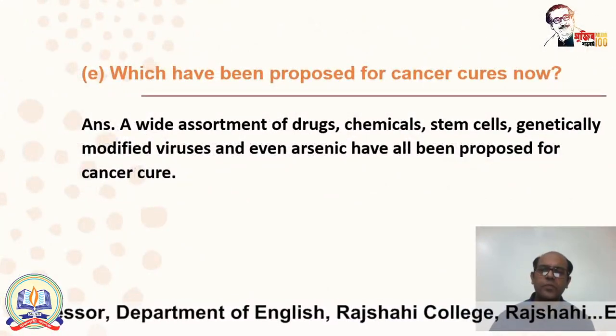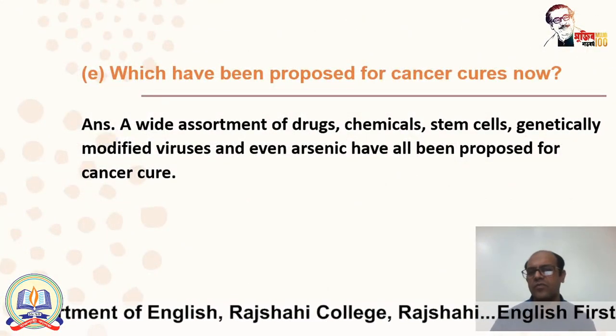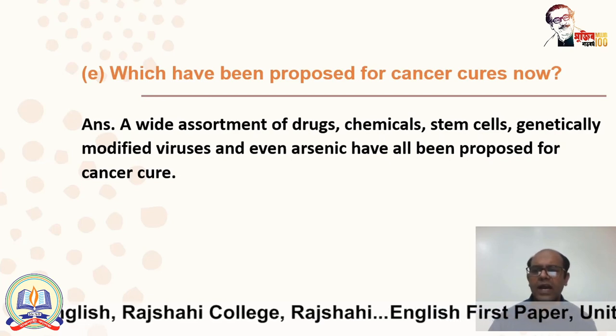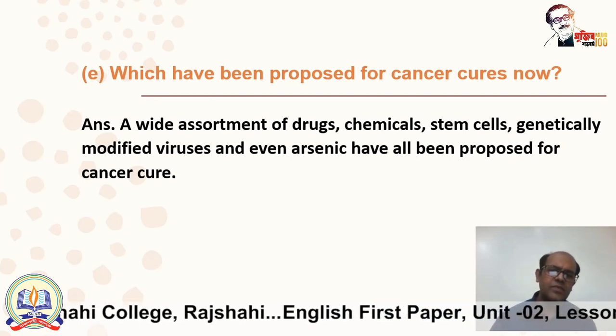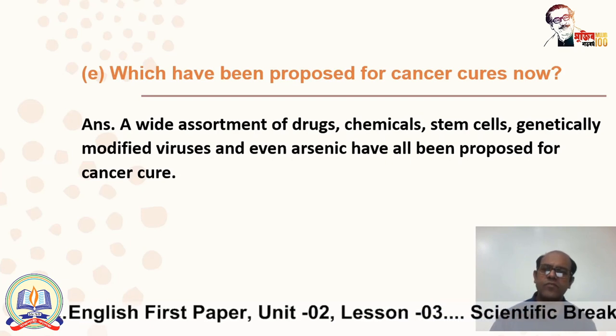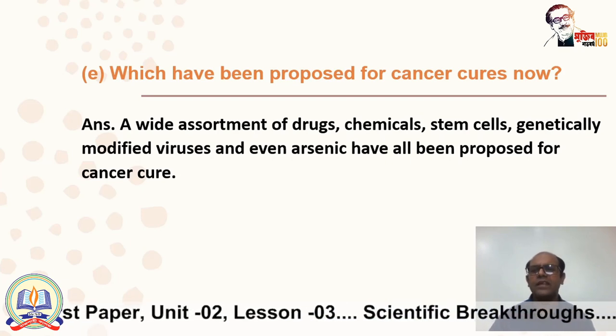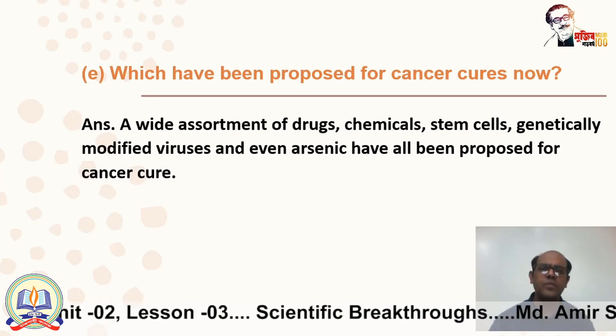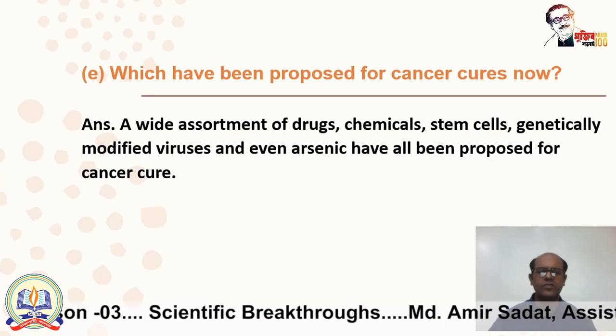Which have been proposed for cancer cures now? Answer is a wide assortment of drugs, chemicals, stem cells, genetically modified viruses, and even arsenic have all been proposed for cancer cure.